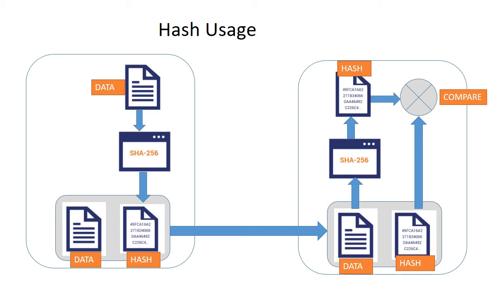If at least one bit of data was changed during the transfer, then we will get a completely different hash, and during the comparison we will get a different result. Usually when the hash doesn't match, the receiver simply rejects the data and does nothing with it. That's how hash functions are used for the data integrity check.